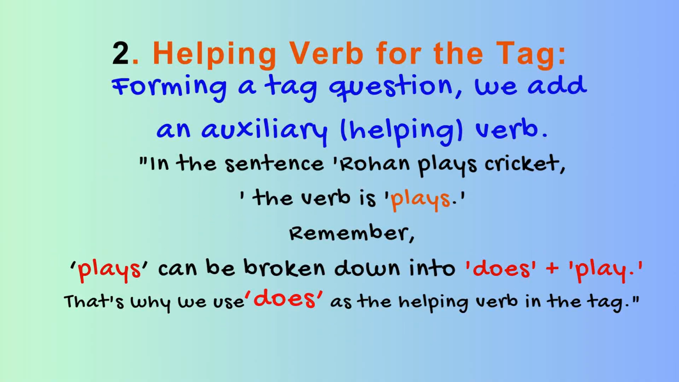Step 2. Helping verb for the tag. In forming a tag question, we add an auxiliary or helping verb. In the sentence, Rohan plays cricket, the verb is plays. Remember, plays can be broken down into does along with play. That's why we use does as the auxiliary verb in the tag.